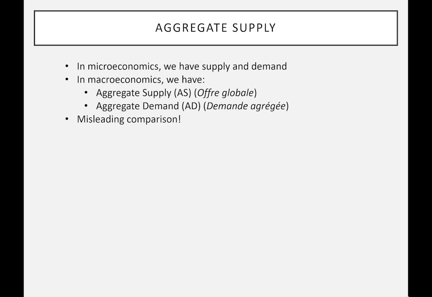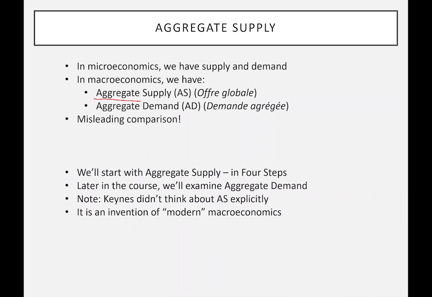But be very careful about this comparison because they're actually incorrect. The word aggregate here is very important because we're looking at an entire economy, whereas in the case of microeconomics, supply and demand, we're only looking at one specific market. I'm going to start with this idea of aggregate supply, specifically the short-run aggregate supply, and I'm going to do this in 4 steps. Then later, for the remainder of the course, in fact, we'll be looking at the aggregate demand.